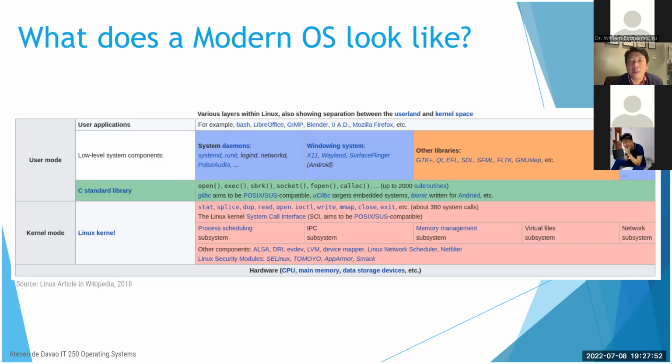Now, in modern operating systems, in the olden days, the C library and Linux kernel were enough. In modern days, there are a lot more things that go into your operating system. So we have something called low-level components that actually run in user space.